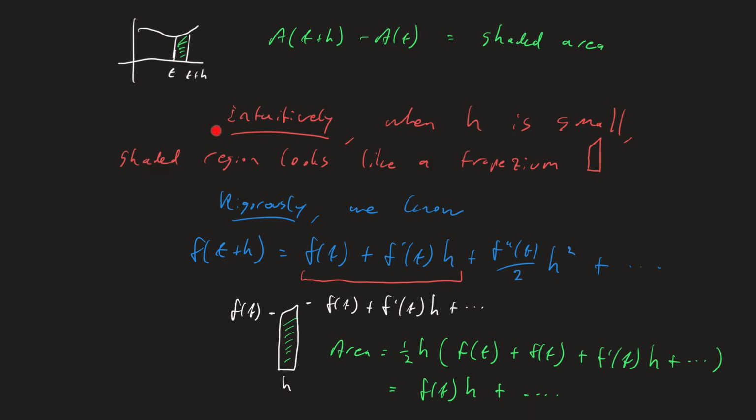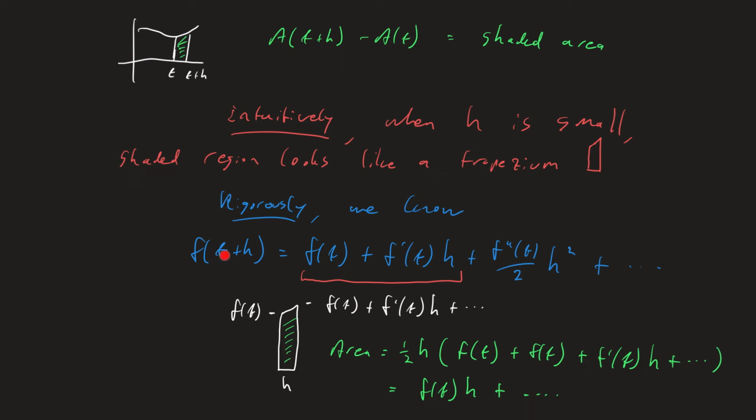First, understand what's happening intuitively. If I look at this figure, then when h is small, this region here looks very much like a trapezium. And we should be able to find the area of a trapezium by using the formula from before. To make this rigorous, we can use differential calculus.